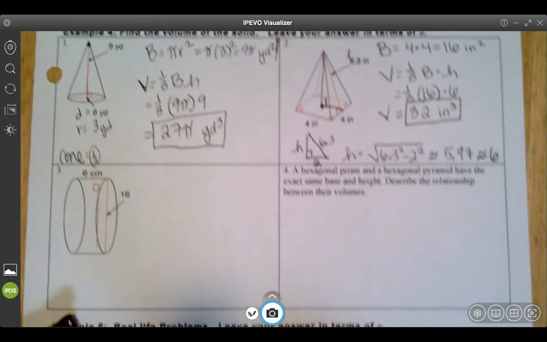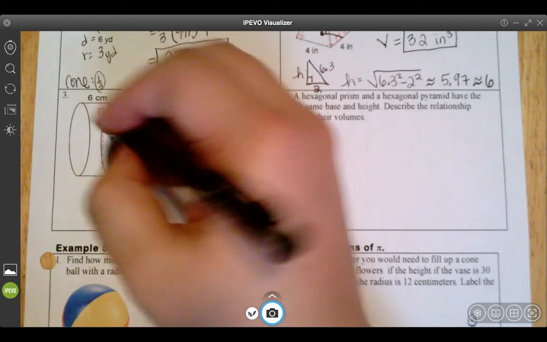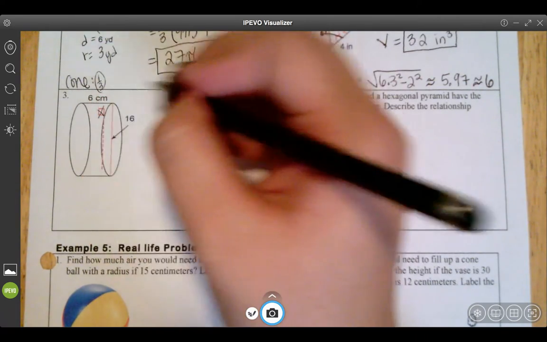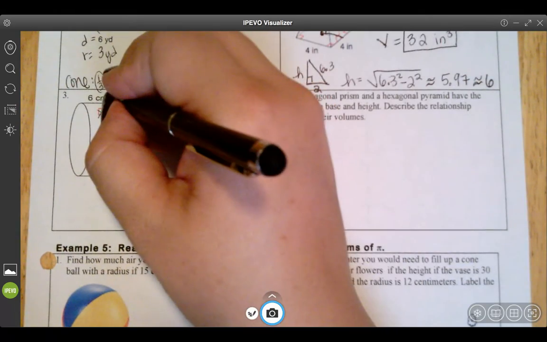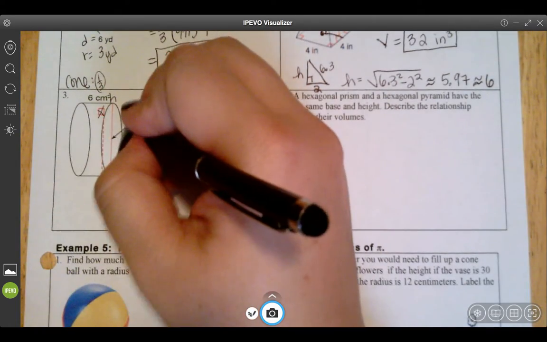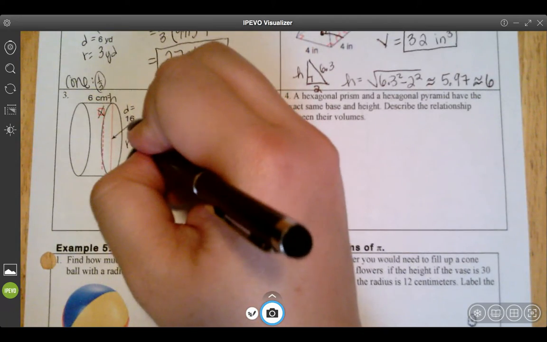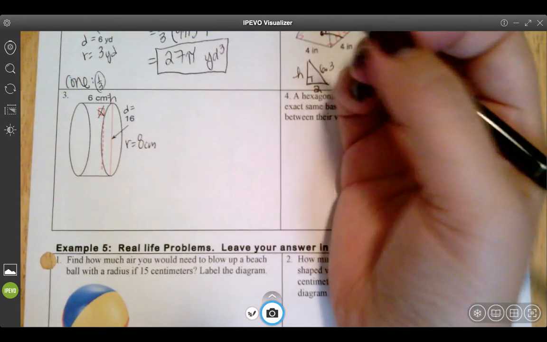Okay. Number 3, we're looking at a cylinder here. So our cylinder, that's just a misprint. The cylinder has a diameter of 16 and a height of 6. We need, for circles, a radius, which is half of the diameter. So that will be 8. Our units here are centimeters.